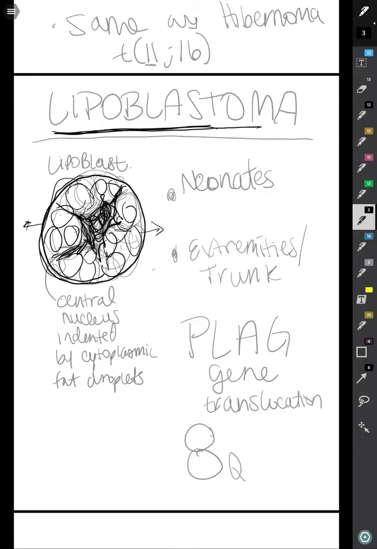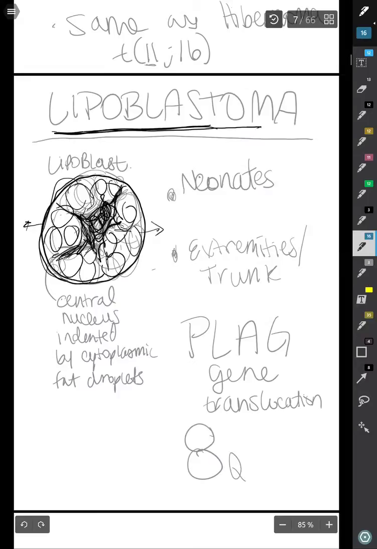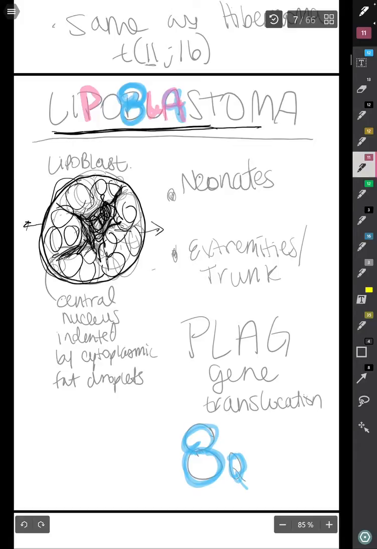So lipoblastoma often presents in the extremities or in the trunk area of the neonate. And the translocation to be aware of is this PLAG gene, which is the same one that's also seen in pleomorphic adenoma, one of your salivary gland tumors. And it's an 8q chromosome for that. So to remember the 8, you can see here, lipoblastoma. So I like to put the 8 there. And the Q can be there. And then to remember that it's the PLAG gene, you can see there's P, L, A, and G. So PLAG gene.